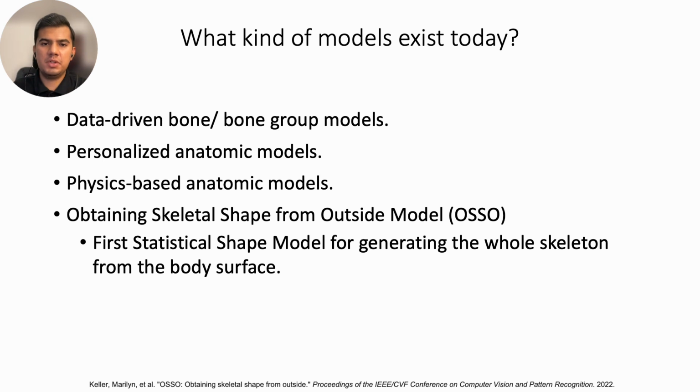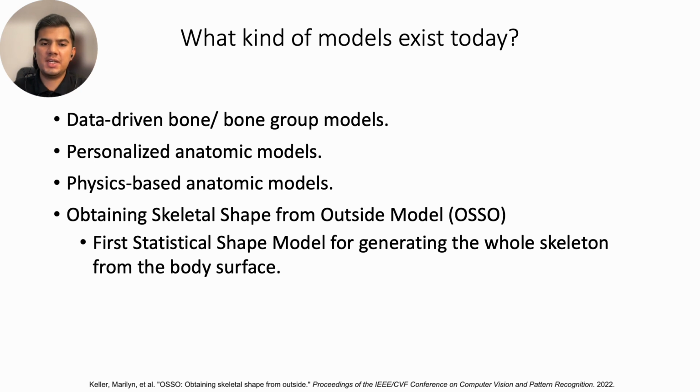The second one being the personalized anatomic models. These are created using imaging modalities like CTs and MRIs, but they are not representative of the general population and cannot be inferred from the skin surface. Third is the physics-based anatomic models, which simulate the growth of tissues and bones, but usually they are not learned from or validated against the medical data.